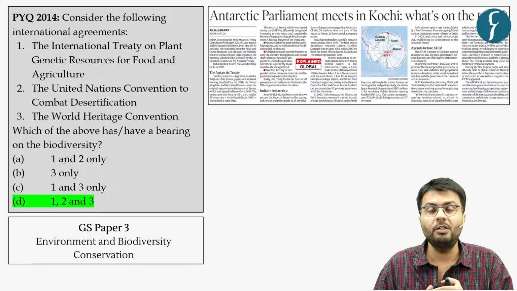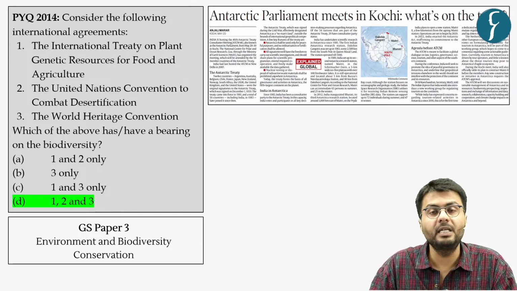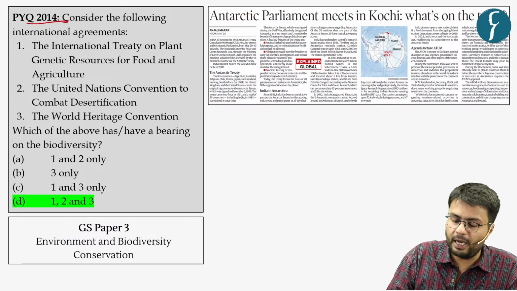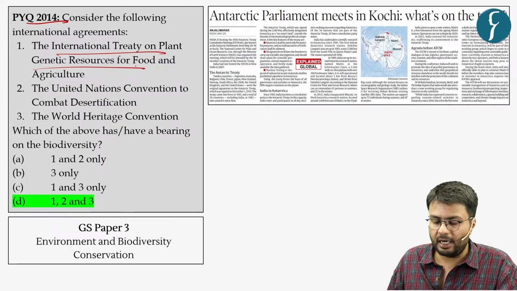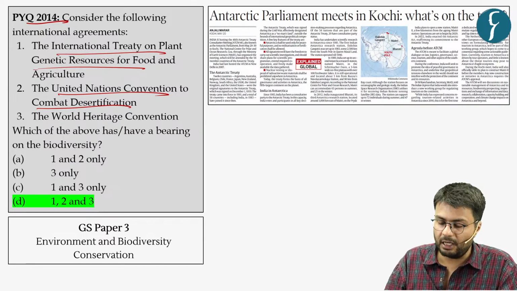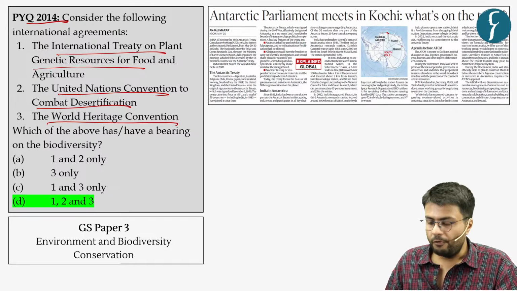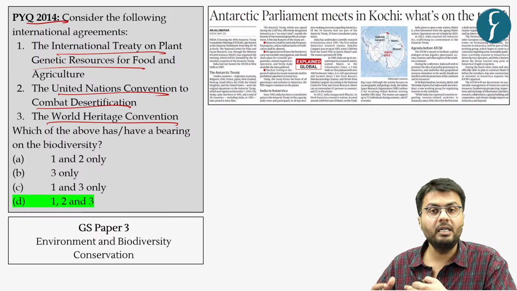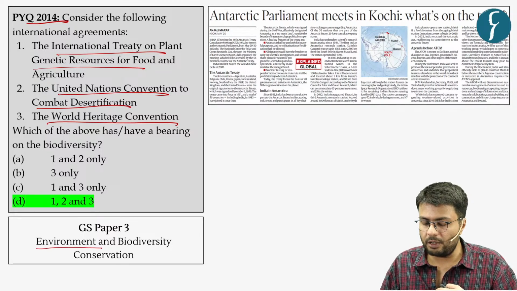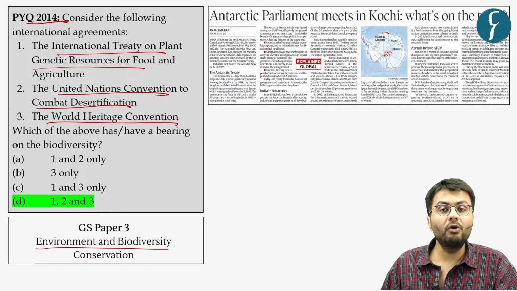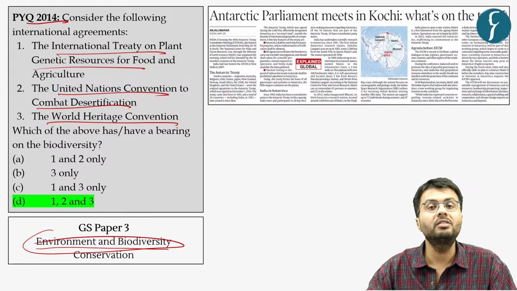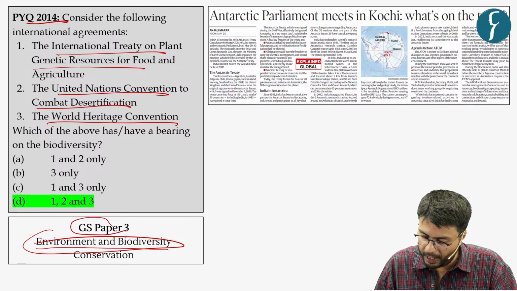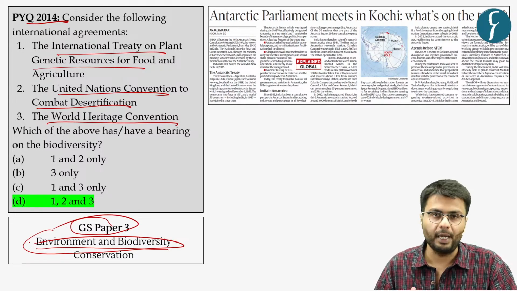They are important from the UPSC perspective, because you can see in the year 2014, questions have appeared on the International Treaty on Plant and Genetic Resources, United Nations Convention on Combating Desertification and World Heritage Convention. Further, any treaty on Antarctica is important as far as conservation of environment and biodiversity of an important continent such as Antarctica is concerned. Hence, this topic is important from the GS Paper 3 perspective.